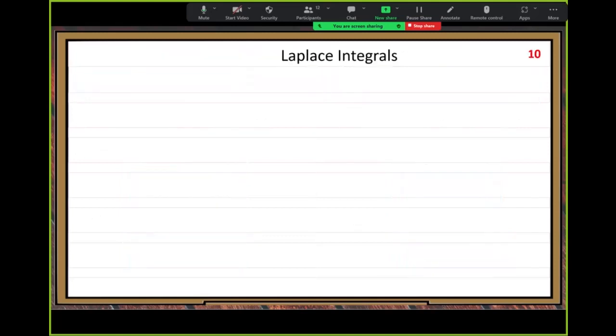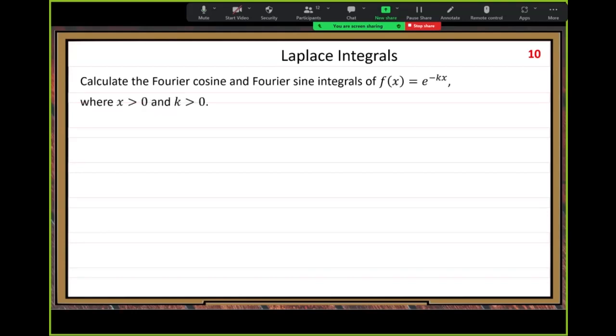Let's do a simple example before we go to the next topic. After we define the formula, let's do some simple calculation. Laplace integral, this special expression. The example: calculate the Fourier cosine and Fourier sine integrals of this special function f, e to the negative kx, where x is greater than 0 and k is greater than 0.